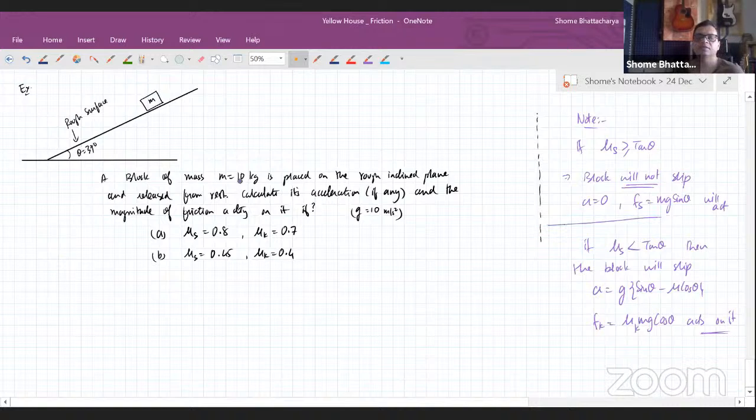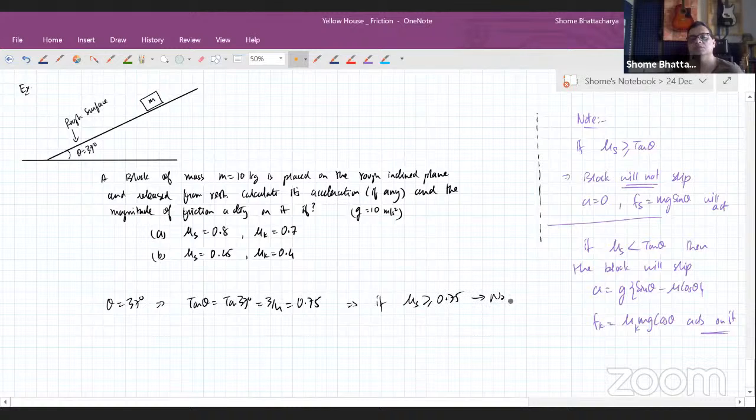Okay, so if you directly apply this theorem here, it's very easy. You can see that theta equal to 37 degrees means the value we are after, tan theta, is 3 by 4 or 0.75. So if the coefficient of static friction is greater than or equal to 0.75, then there is no slipping. And if the coefficient of static friction is less than 0.75, then it will slip. So we already know that in this case, there will be no slipping.